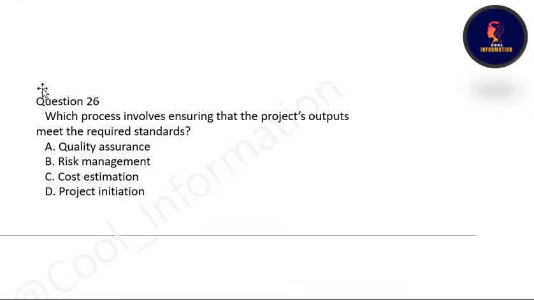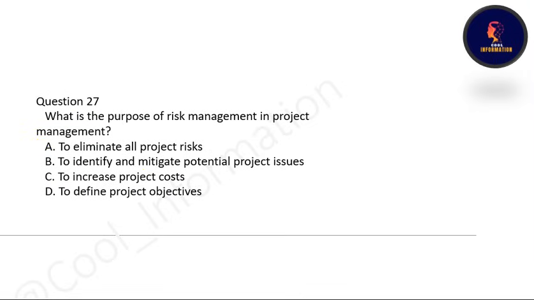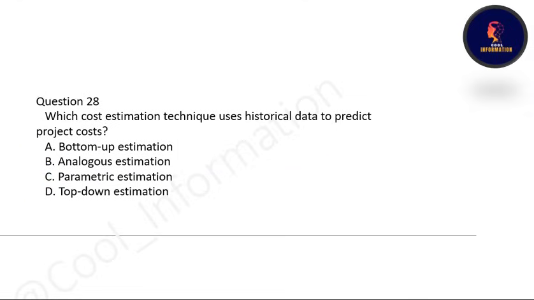Next question is, which process involves ensuring that the project's output meet the required standards? Option A will be correct. Quality assurance involves ensuring that the project's output meet the required standards. Next question is, what is the purpose of risk management in project management? So the purpose of risk management is to identify and mitigate potential project issues. Option B is correct.